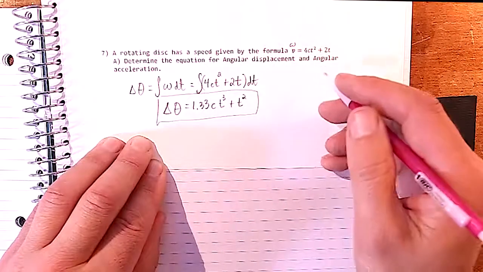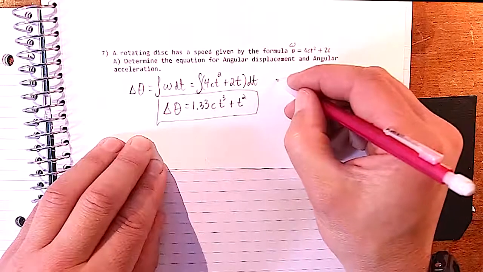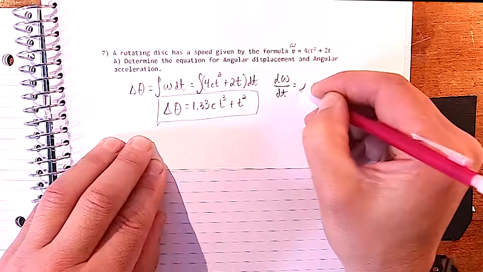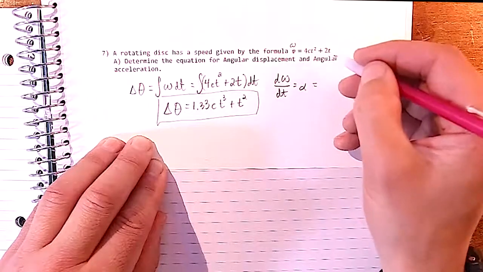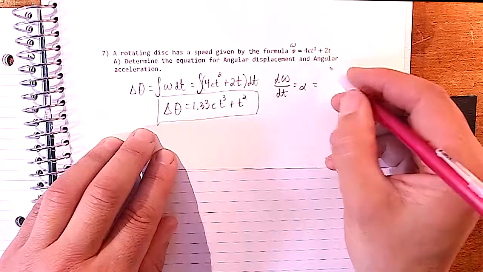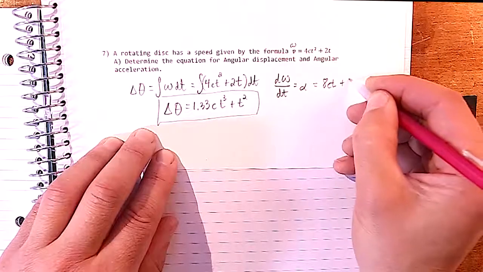Now, to do the angular acceleration, that's going to be d omega dt, and that's going to be equal to alpha. So we just do the first derivative, and the first derivative of 4ct squared would be 8ct plus 2.